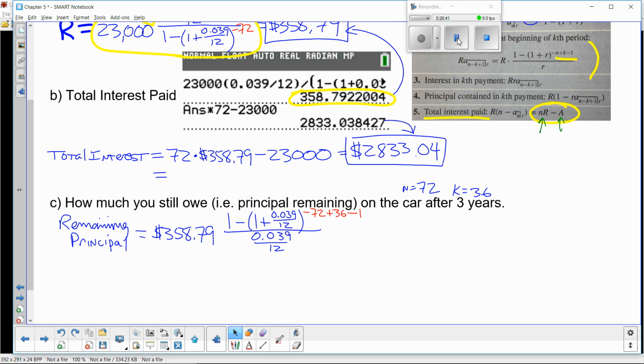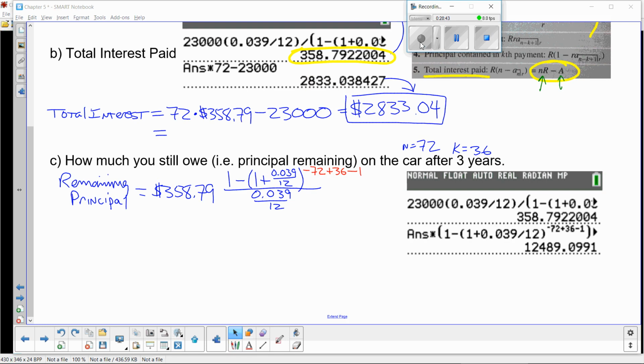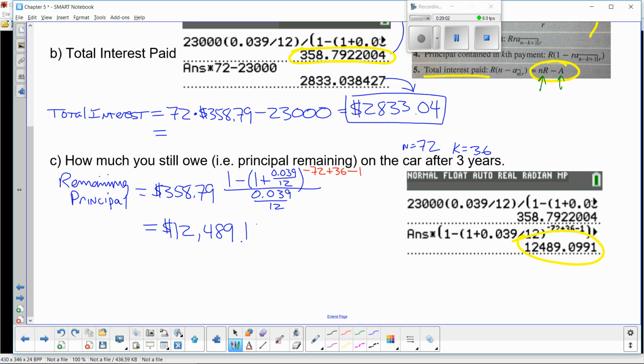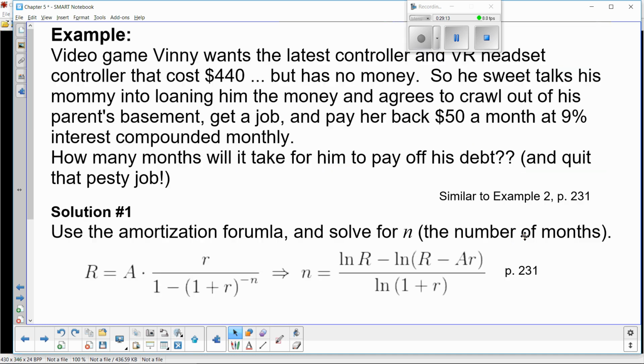So what does that equal? So the amount you still owe on your car after 3 years is that. Right? And so that's going to be 12,489 point, and we round to 10. That's the only time you round, is your final answer. Your final answer. All right?